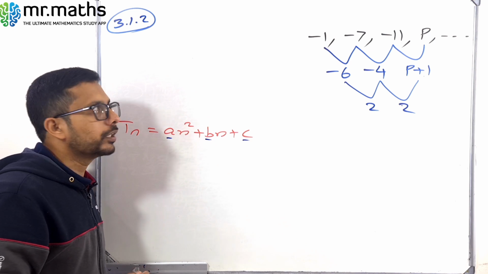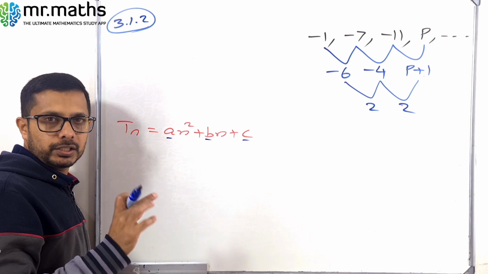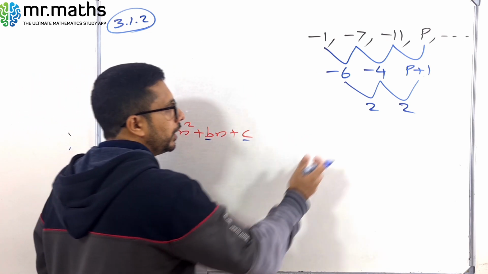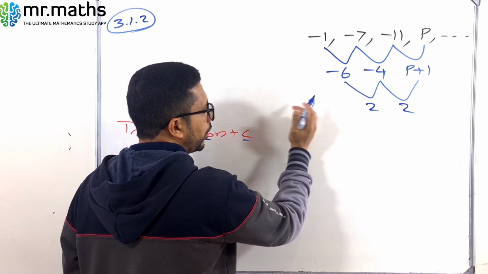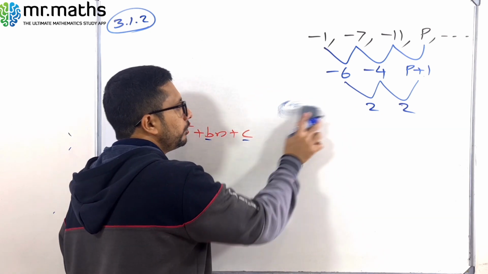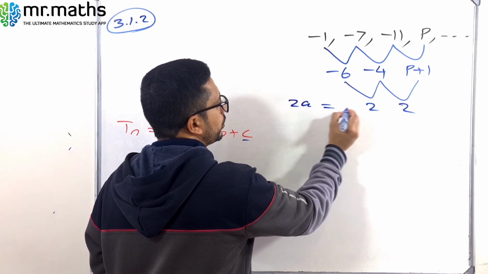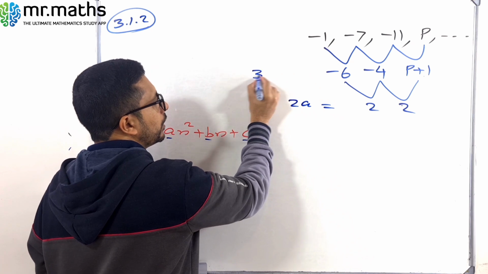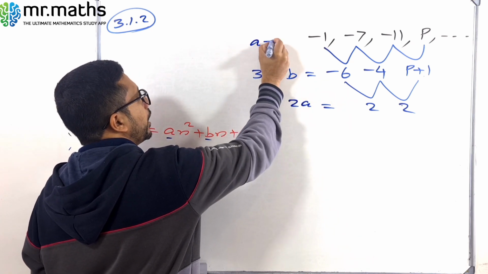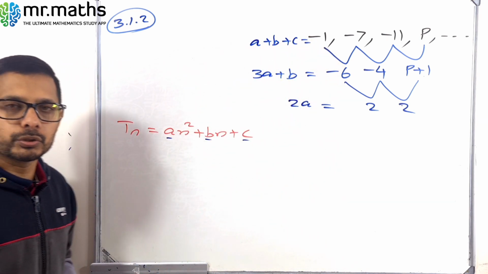So how can you find? You studied it in the sequence and series chapter. I told you that finding this a, b and c is easy to remember like this. You have to remember, that is 2a. 2a is equal to this 2. Then 3a plus b is equal to minus 6. And a plus b plus c is equal to minus 1. You have to remember that.